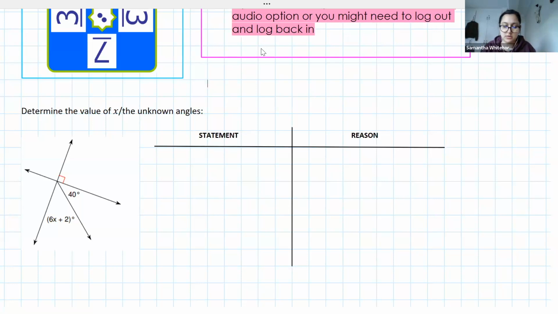Remember your reasons as well, grade 8s. We've discussed this before, but remember, if you leave off a reason, you can lose half the marks for the question. And that's a really silly reason to lose marks.